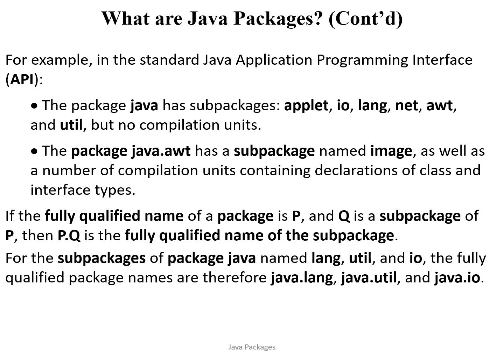If the fully qualified name of a package is P and Q is a subpackage of P, then P.Q is the fully qualified name of the subpackage. For the subpackages of the package java named lang, util, and io, the fully qualified package names are therefore java.lang, java.util, and java.io.